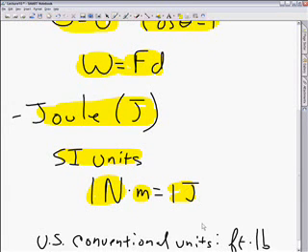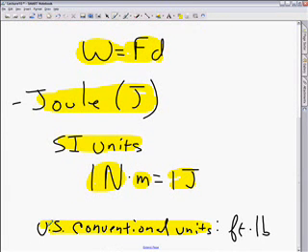Okay? The U.S. conventional unit for the amount of work is again force times a displacement, and in conventional units that's the foot-pound, where the foot is the distance and the pound is the unit of force.